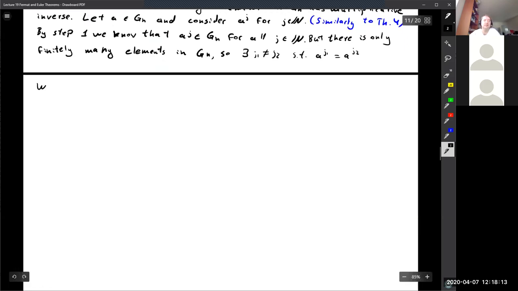Again, without loss of generality, let's assume that J1 is less than J2. So what we have here is that A to the J1 equals A to the J1 multiplied by A to the J2 minus J1. Let's bring everything to the left-hand side and factor out A to the J1. So what we get is that A to the J1 times (1 minus A to the J2 minus J1) equals 0.